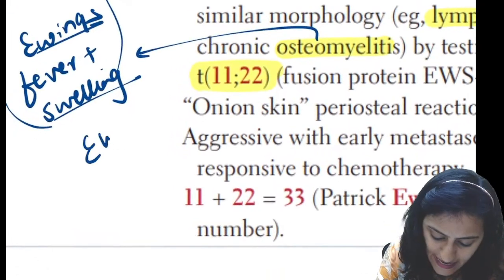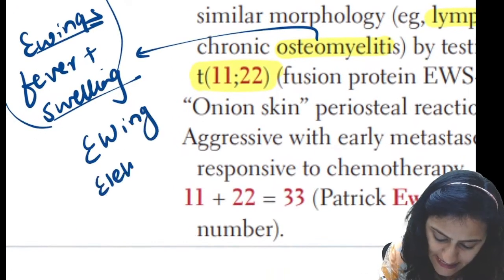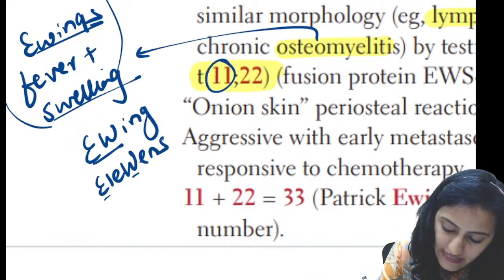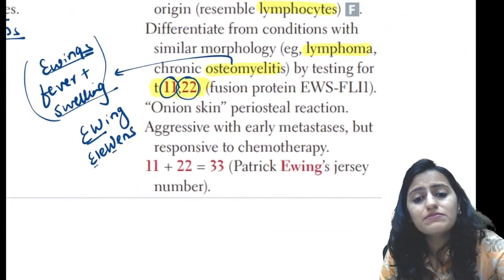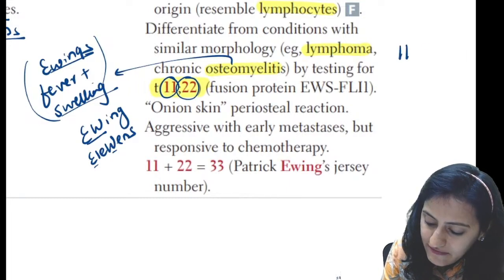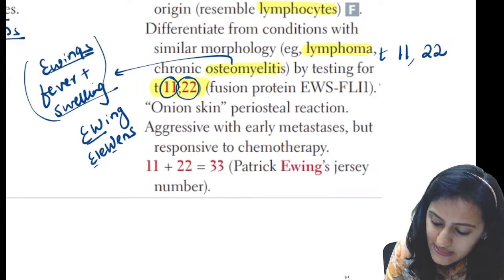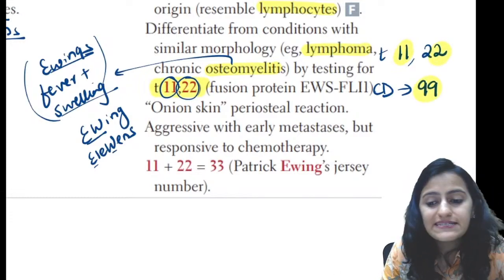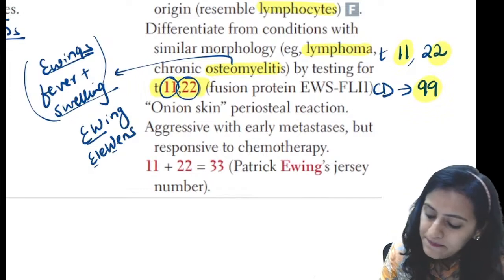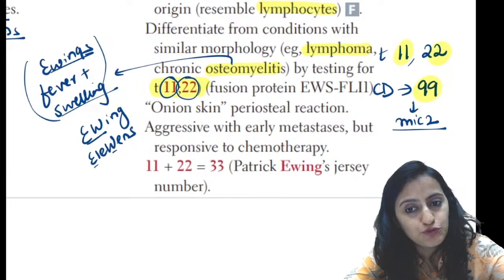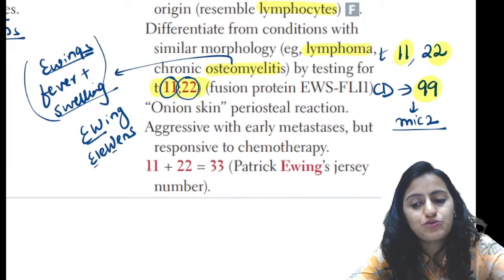So remember when I say Ewing's, Ewing's has a translocation involving 11 and 22. Remember all the double numbers for Ewing's. It is the 11;22 translocation. What is the CD marker for Ewing's? Remember the double number again, 99. So it is 11, 22, 99. The CD marker is CD99, and CD99 basically is MIC2. Okay, that is MIC2. And the translocation is 11;22.